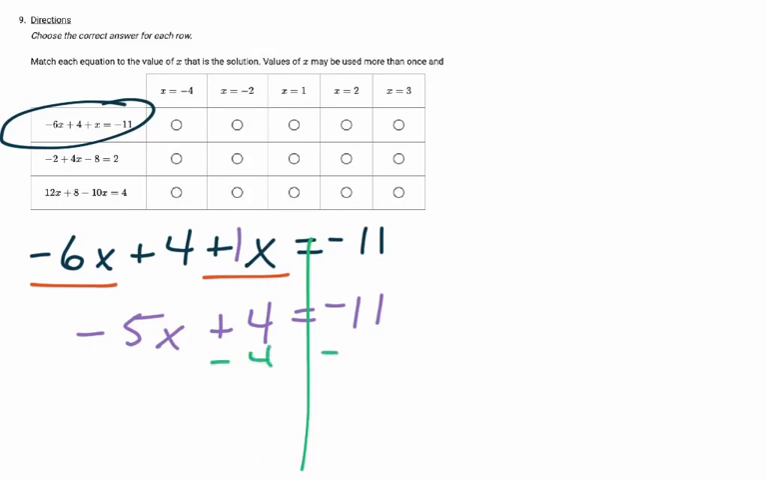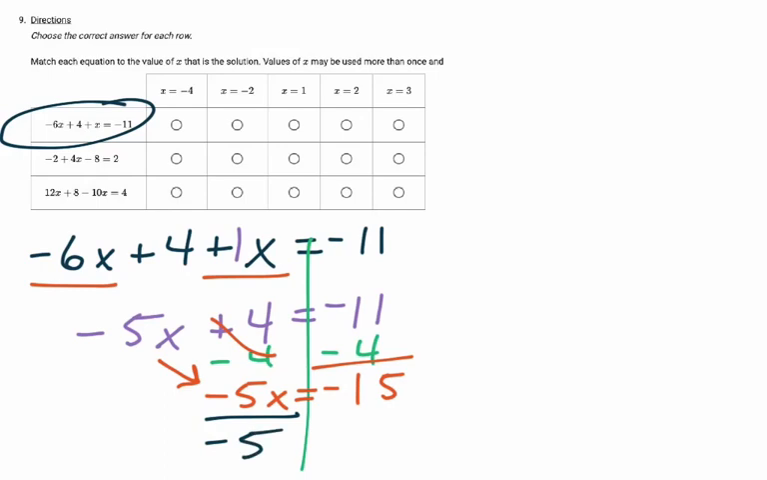Minus 4, just like that. Cancels out. Negative 5x is going to equal negative 15 when we do the math. Negative 11 minus 4 is negative 15. And then we're going to divide out the negative 5. Okay, so it's going to cancel out actually. We're dividing a negative by a negative. Negative 15 divided by negative 5 is positive 3. So I know the first answer right over there should be x is 3.